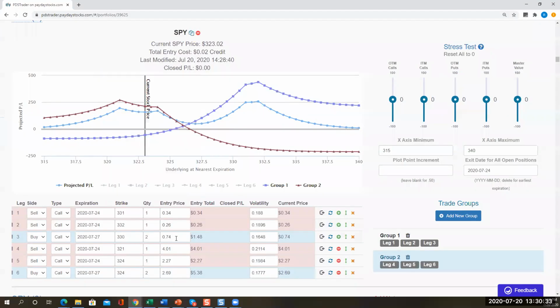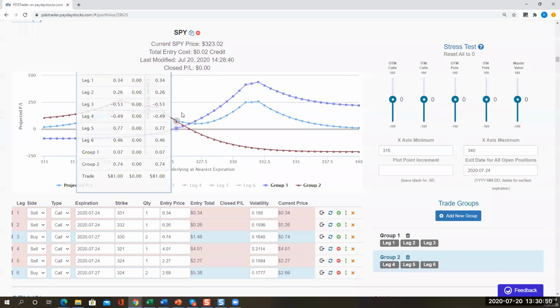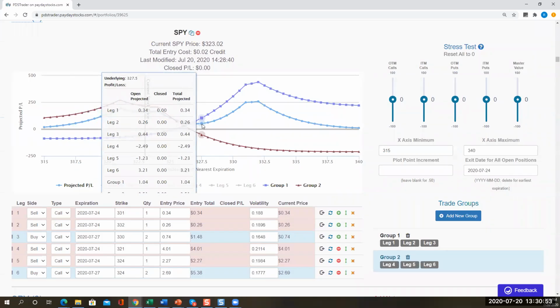Now, it's not quite like that because the 330s can only drop 74 cents completely, right? So I'm talking about the projection being wrong by 50 cents, not the price dropping by 50 cents. I'm talking about the projection. And on this one, leg 3 is projected to make 44 cents if the market's at 327.50. And since I'm in two of them, that would be 22 cents a piece.